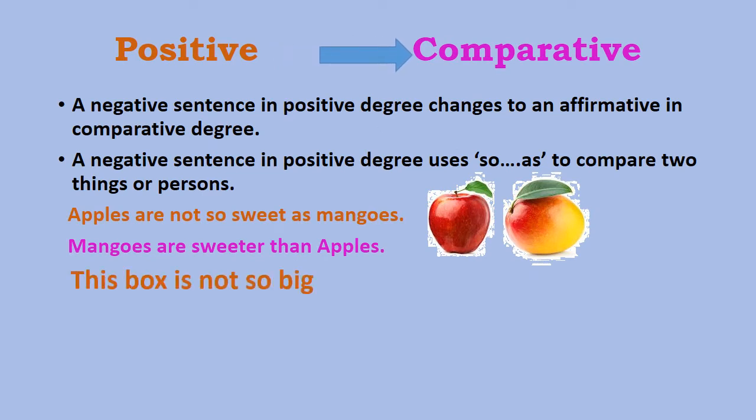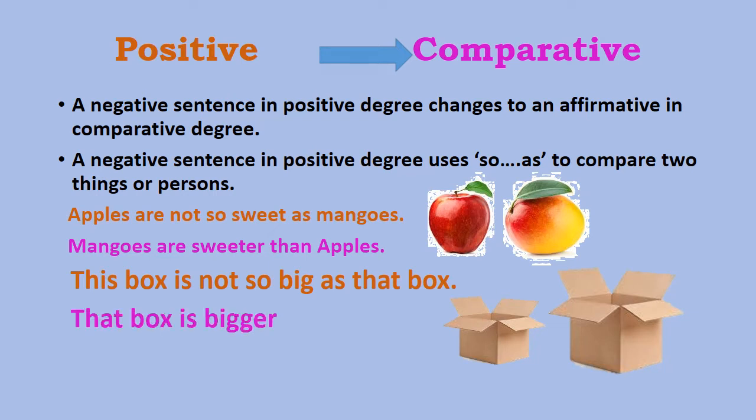This box is not so big as that box. You can see the two boxes, one is bigger and the other one is smaller. Now, since this box is not so big, the other one is bigger. So, in comparative degree, our sentence will be: that box is bigger than this box.